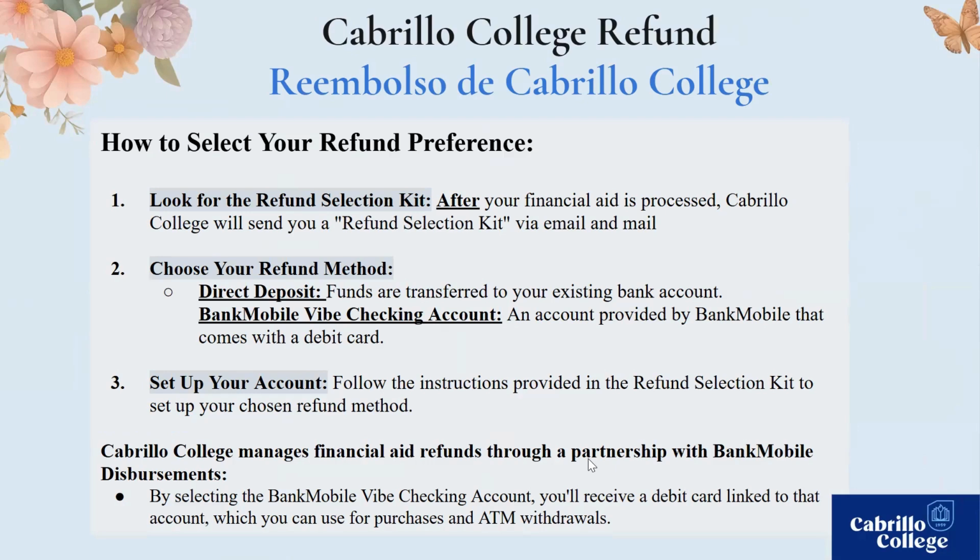To do this, you have to look for the refund selection kit. After your financial aid is processed, Cabrillo College will send you a refund selection kit via email and mail. Then you should choose your refund method. This could include direct deposit, where funds are transferred to your existing bank account, or you could choose the Bank Mobile Vibe Checking Account, which is an account provided by Bank Mobile that comes with a debit card. Then you should set up your account following the instructions provided in the refund selection kit to set up your chosen refund method.